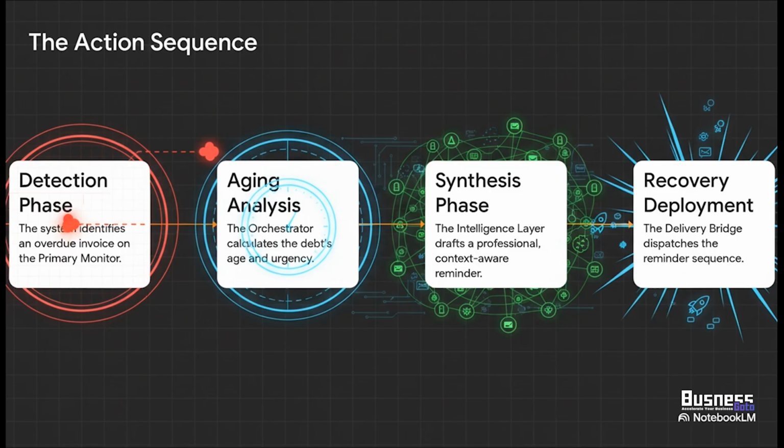It kicks off with the detection phase. A node on the grid starts pulsing red. That's the signal for a leak. Instantly, the system does an aging analysis to figure out how urgent this is. Next up is the synthesis phase, where the intelligence layer writes the perfect message. And finally, you get recovery deployment, where the delivery bridge sends out the communication. It's a totally seamless flow of data, and it all happens in milliseconds.